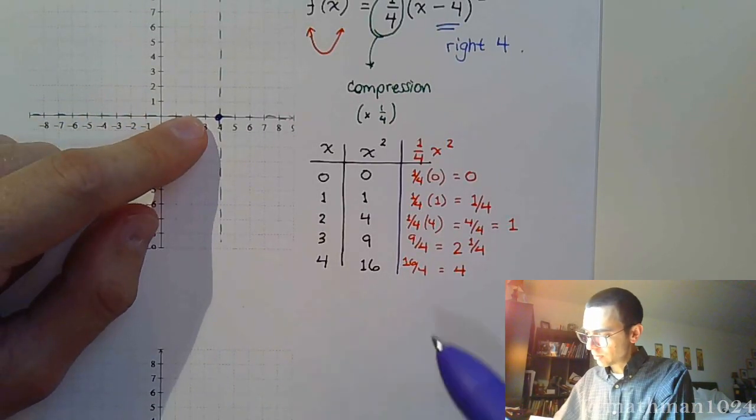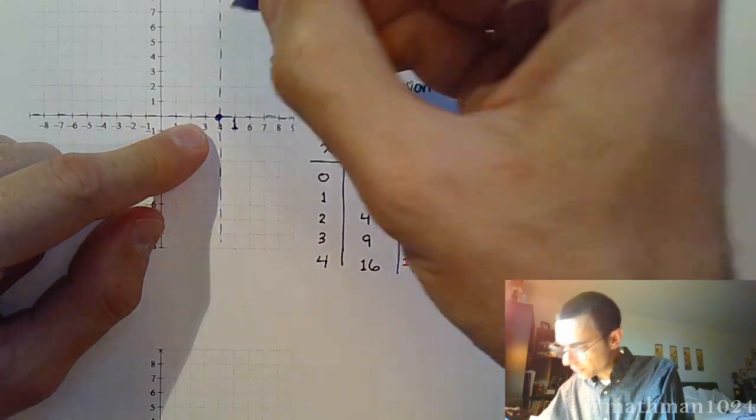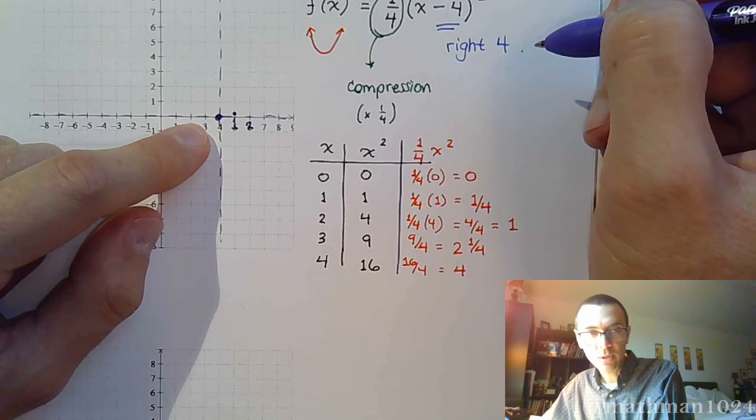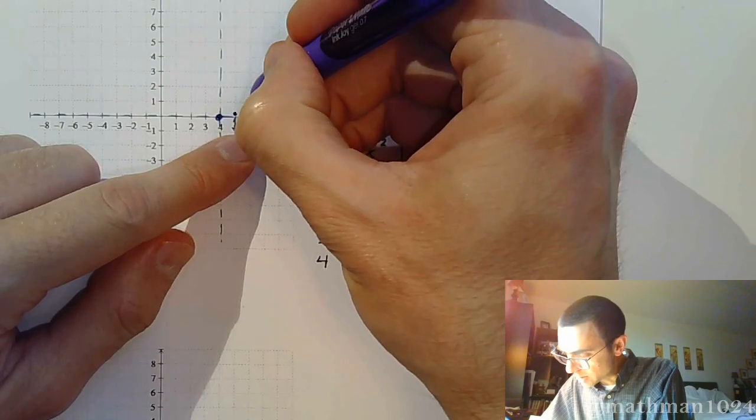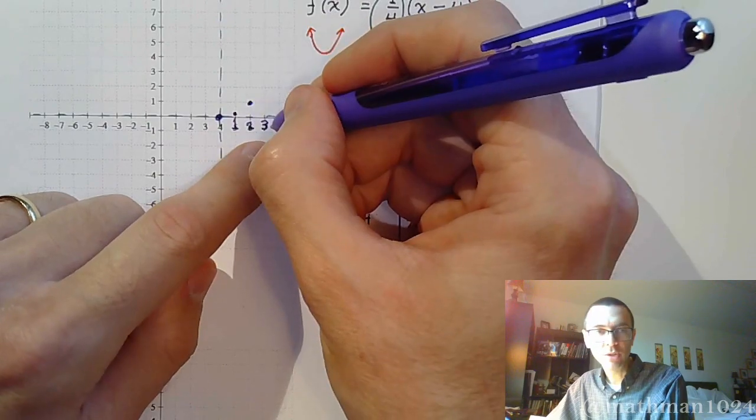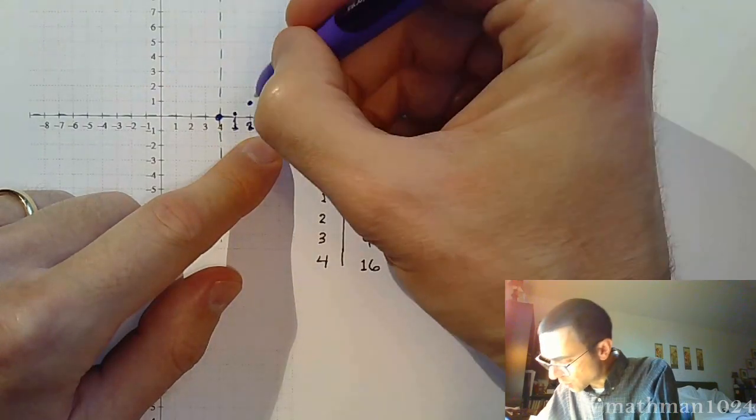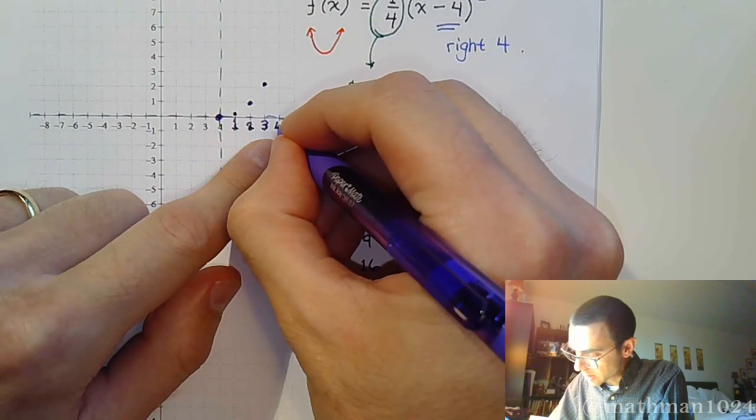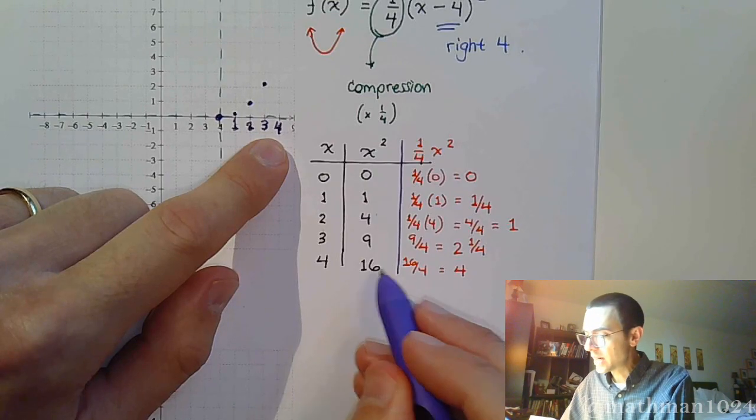So when I graph this, there's 0, 0. When I get over here to my 1, I get 1/4, so that's something like that. When I go 2 units out, 2 squared is 4, then I divide by 4 and I get 1. And then I'm here at 3, 3 units away from that new origin. 3 squared is 9. 9 divided by 4 is 2 1/4, so 2 1/4 like that. And then at 4, 4 squared is 16, and then I divide that output by 4, and I get 4.